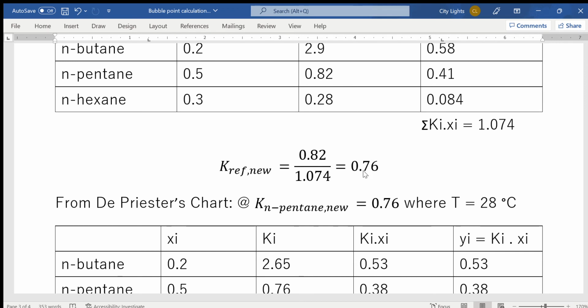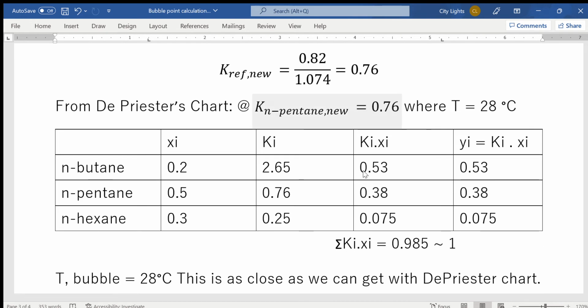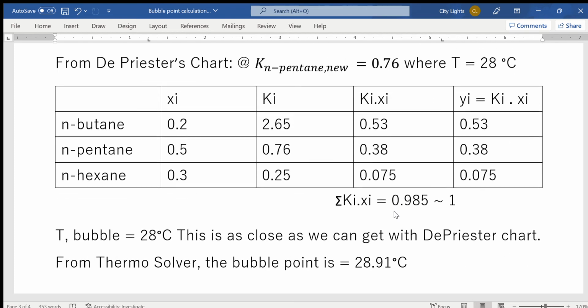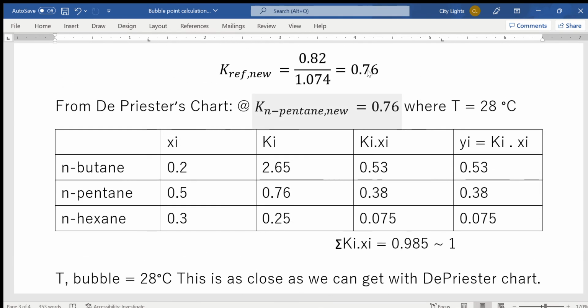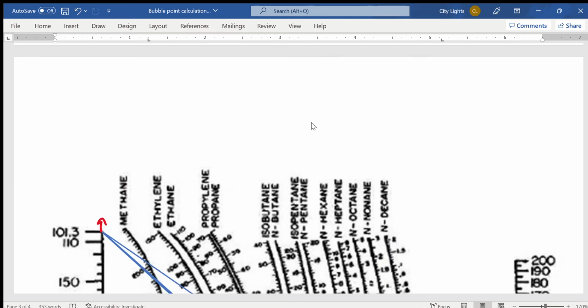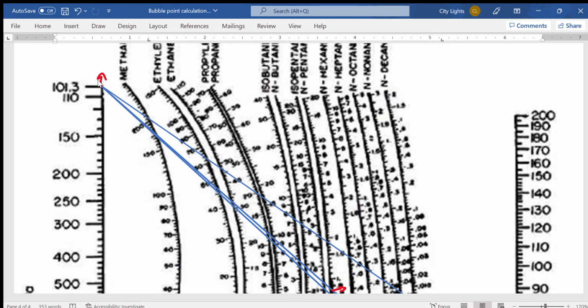So I'm going to do a third iteration, and make a third line. Here I'm going to connect for N-pentane. My reference component is going to be the same, N-pentane, for 0.76. So I'm going to connect 0.76 and 101.3. So 101.3, and for N-pentane it's 0.76 over here.